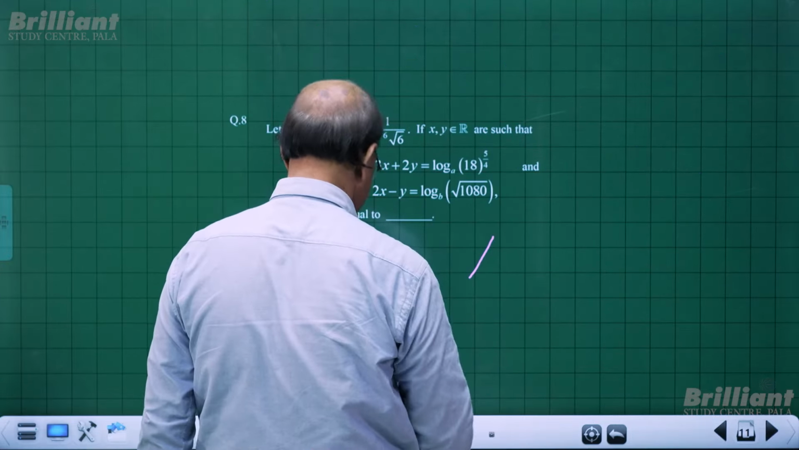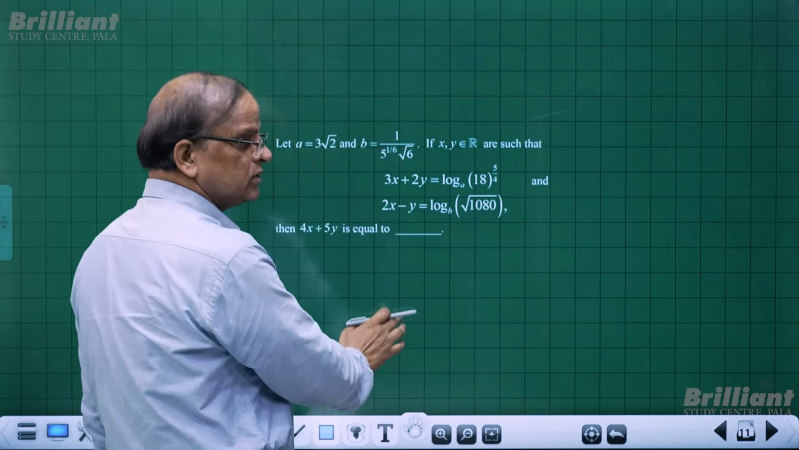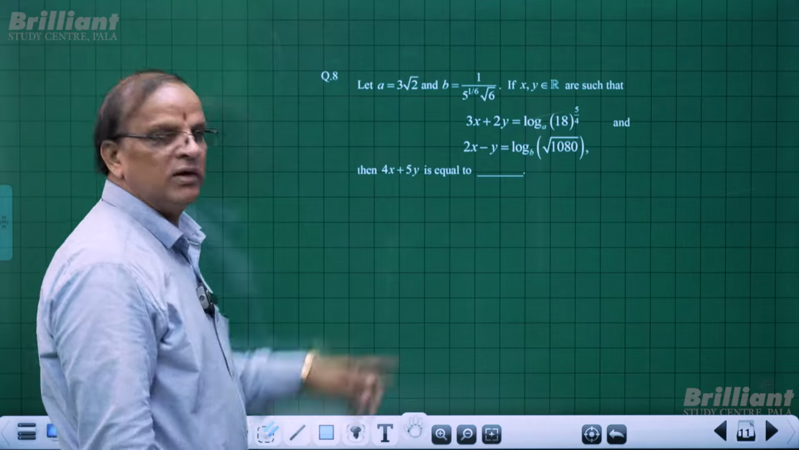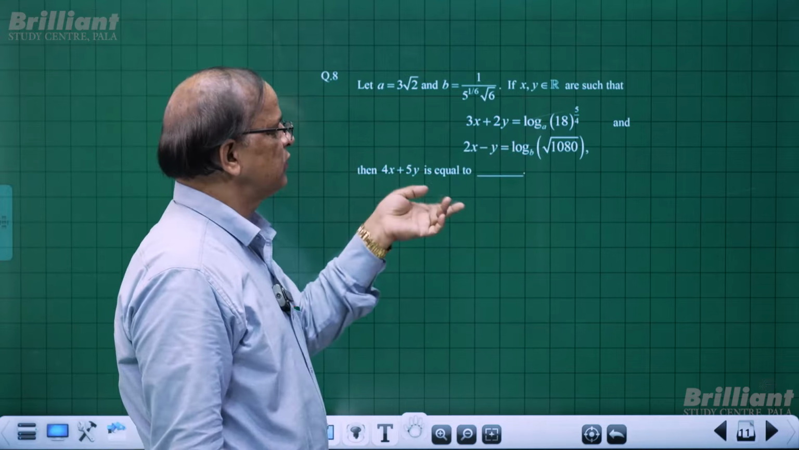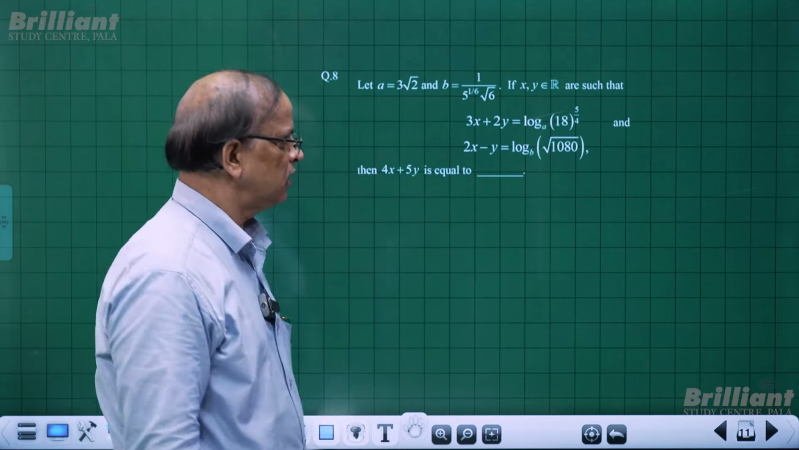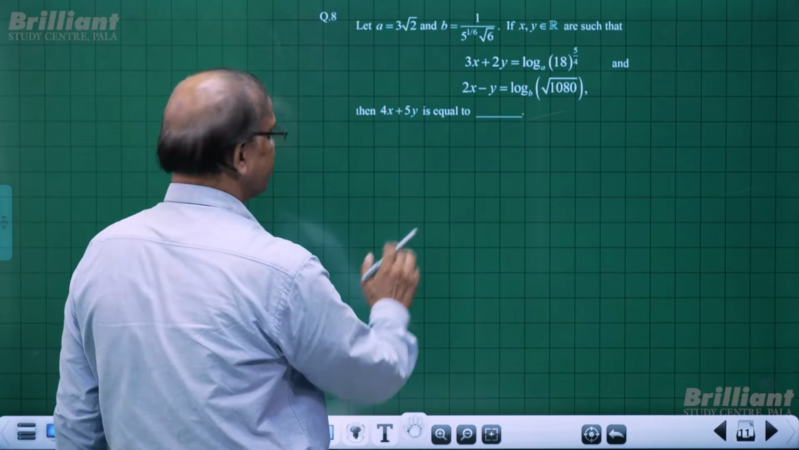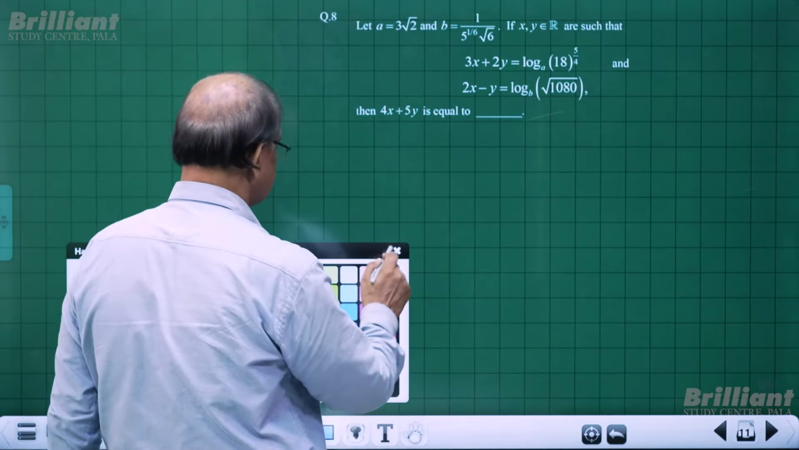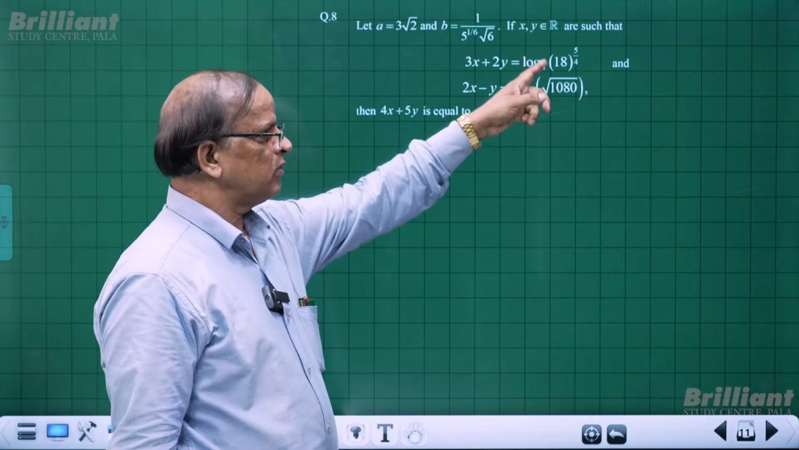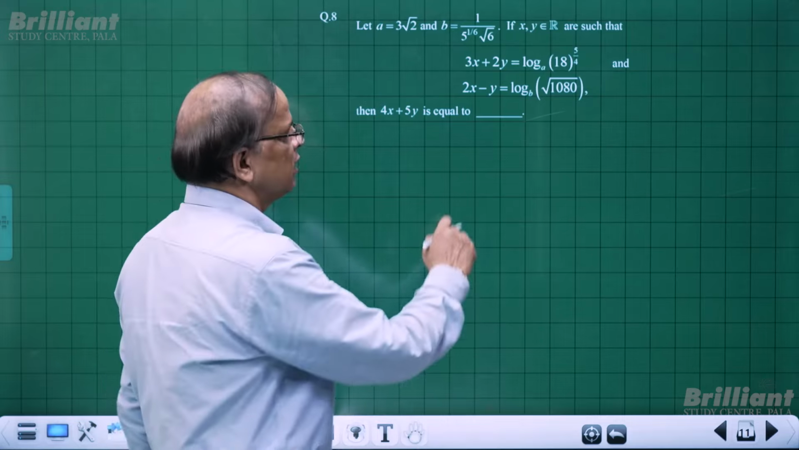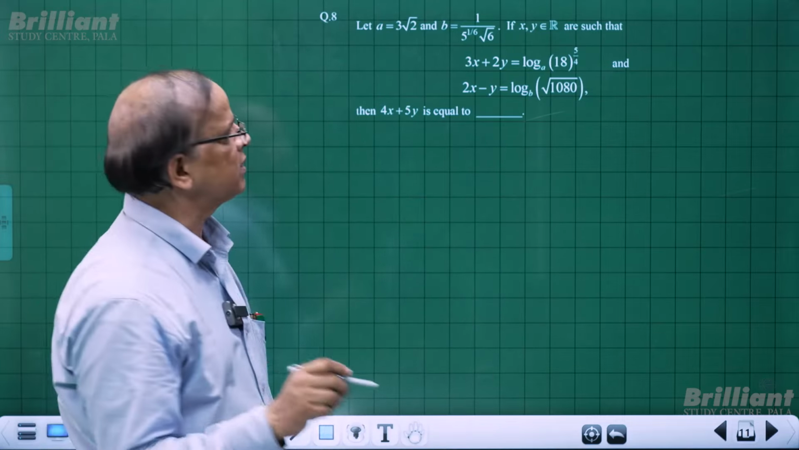This is like integer questions. So, A is given, B is given, and these are two simultaneous equations. We want the 4x plus 5y value. So, this is an integer value question. Therefore, for this, first we have to find log 18 power 5 by 4 base A. It is the combination of the logarithms chapter and the straight lines chapter.